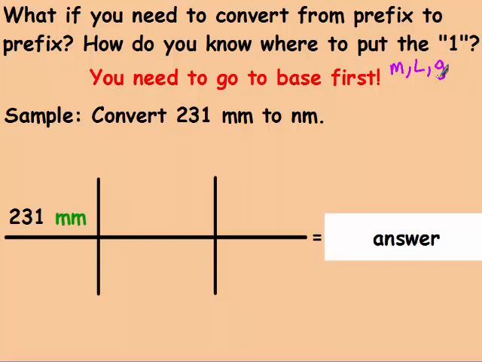So on this one, we have 231 millimeters to nanometers. Notice that if we just did what we did before, we would have millimeter and then nanometer, and I would have 1 and 1, and that doesn't make sense because 1 nanometer does not equal 1 millimeter.